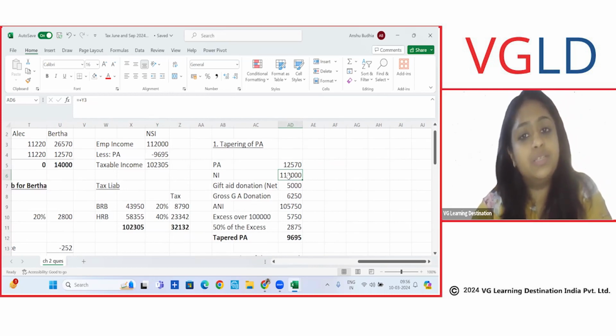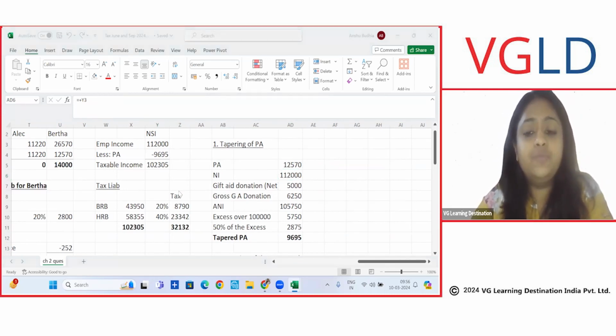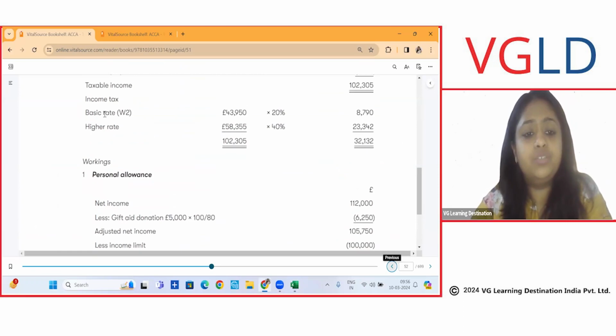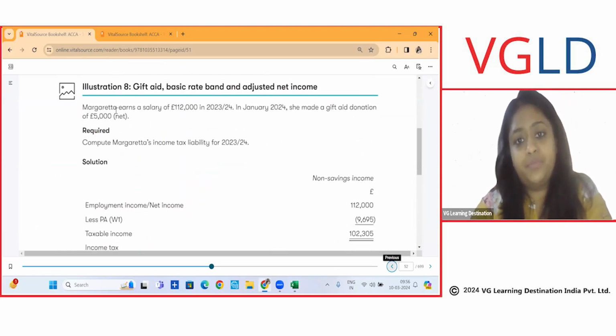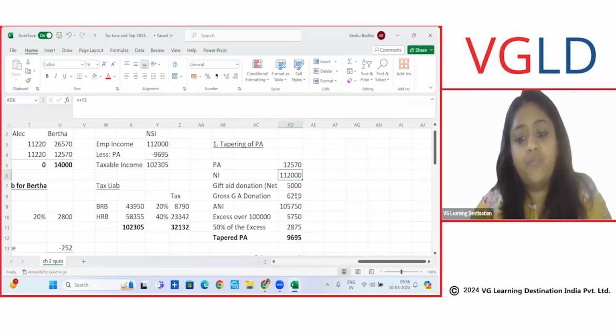I hope Ashna, you're clear till here. The question gives you gross gifted donation, which is net. What we reduce is gross. So I need to make it gross. 5,000, in order to make 5,000 gross, I need to divide it by 80%. So when I divide this by 80%, I get gross gifted donation of 6250.